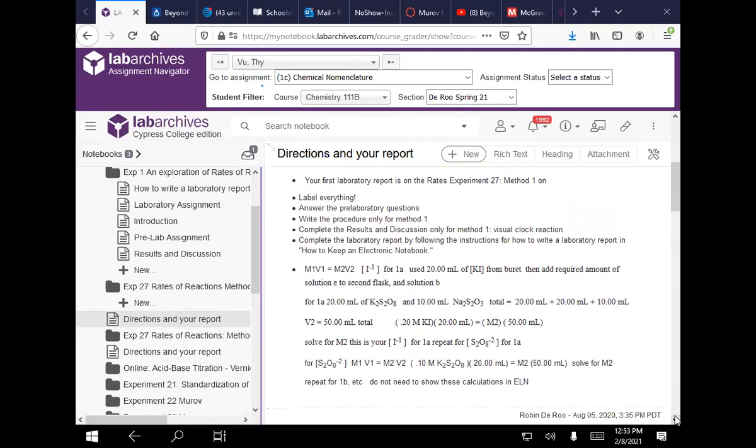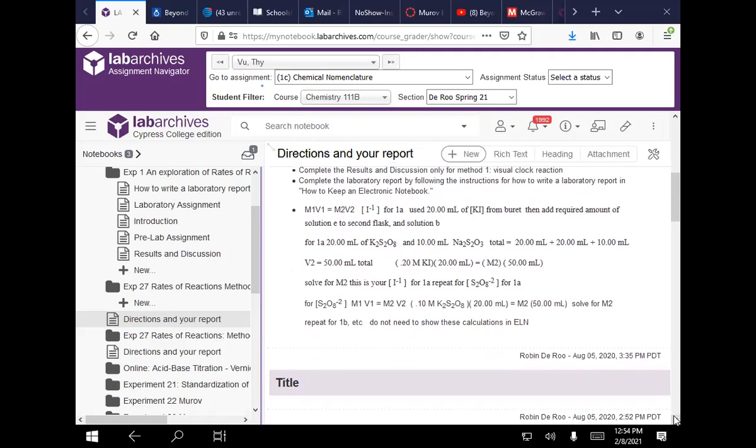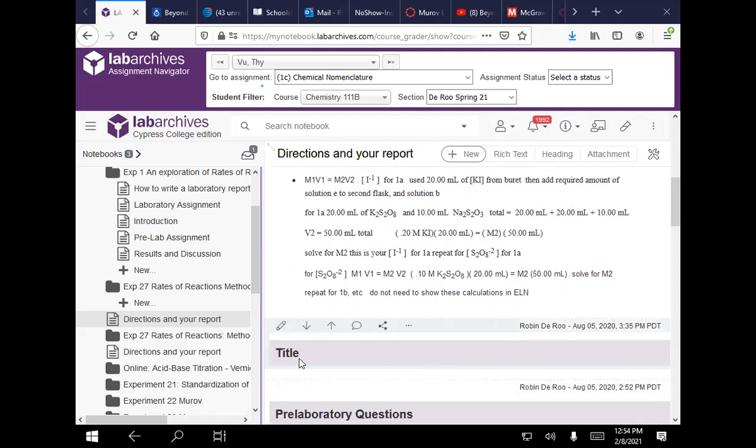You want to answer all the pre-lab questions. We're just doing the procedure for method 1. So even though this is virtual, we're still having you write a full-blown formal laboratory report. The procedure you get from the lab manual, but you can make it brief. Just doing method 1 this week. So title, you would just put the title: Experiment 27, rates of reactions, method 1.